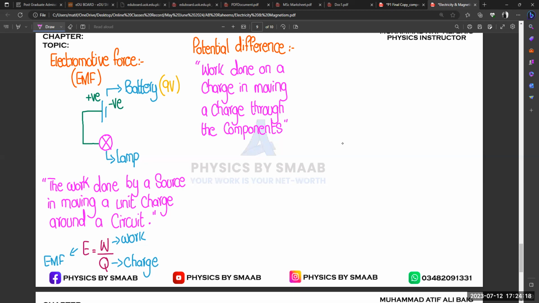Potential difference is like how much energy is required, like work, for a component or for a charge to pass through that specific component, right?